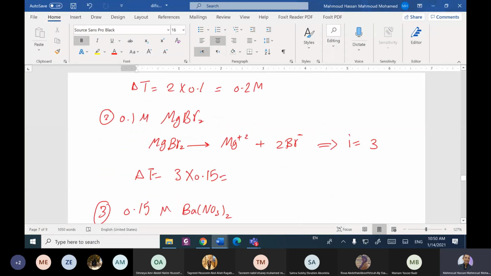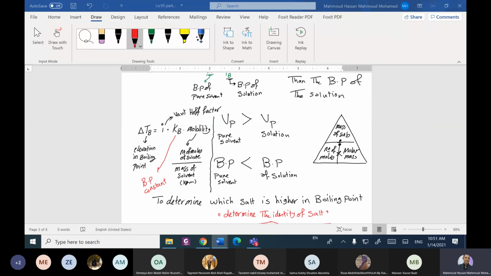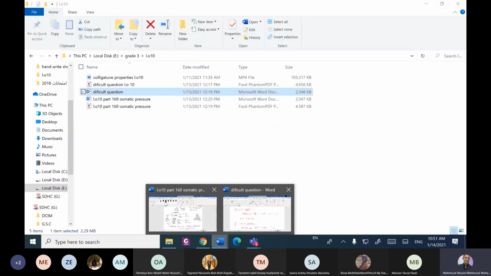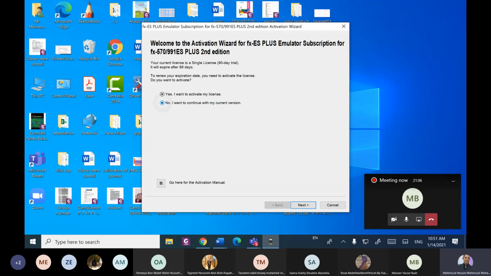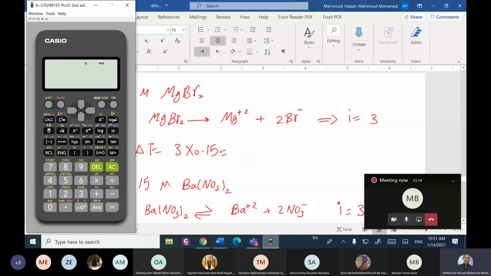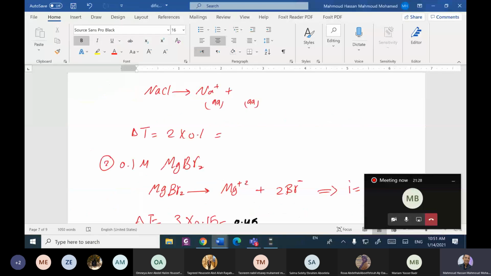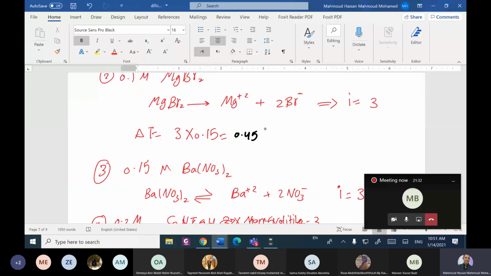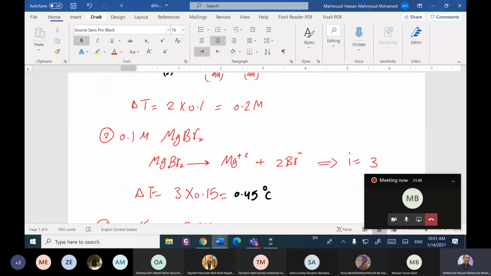In the case of magnesium bromide, giving 3 moles of ions, it will be 3 times 0.15, which equals 0.45 degrees Celsius.